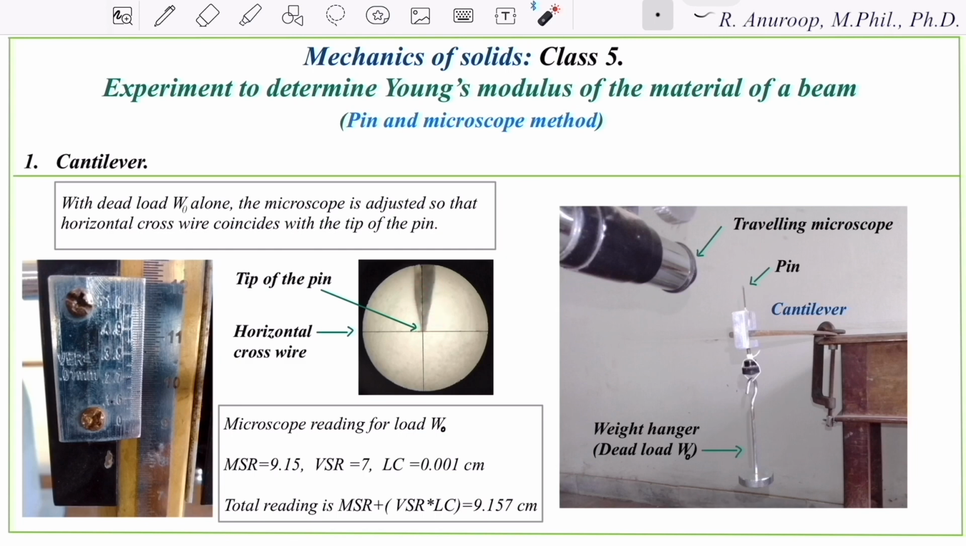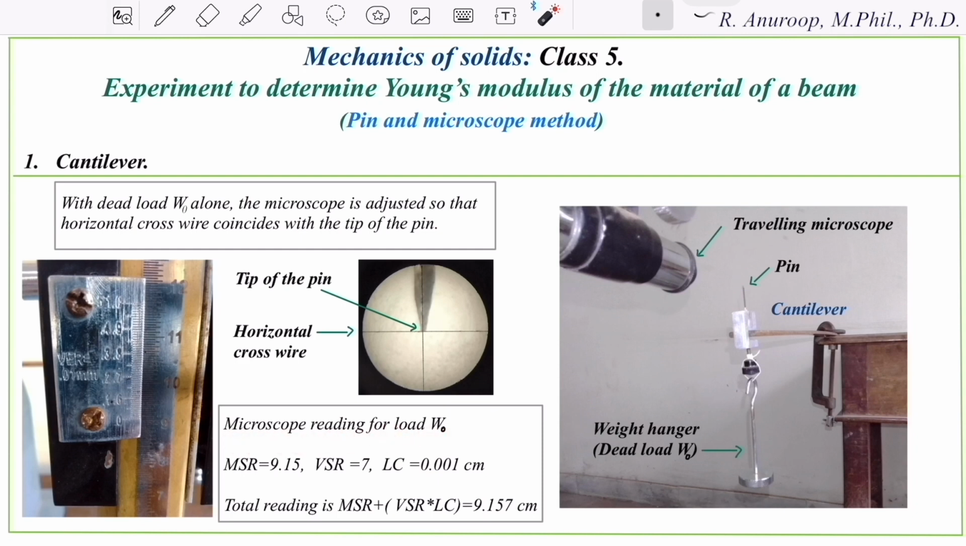Load the weight hanger, look through the traveling microscope, and adjust the microscope such that the horizontal crosswire coincides with the tip of the pin. Now the reading on the vertical scale of the microscope is noted. This is the vertical scale on the microscope. Vertical scale of the microscope is shown on the left side.